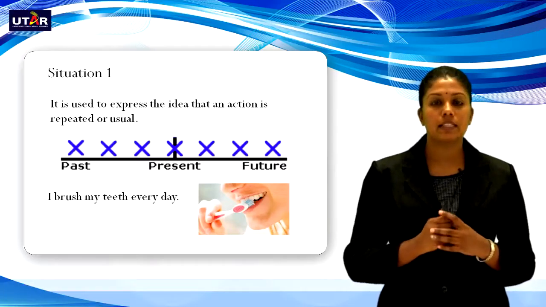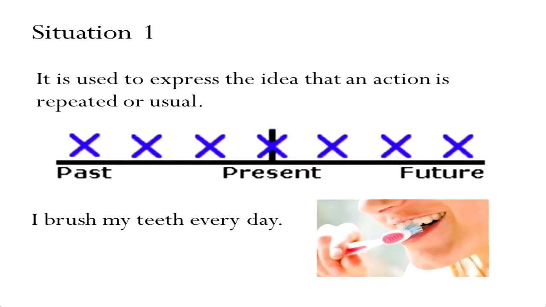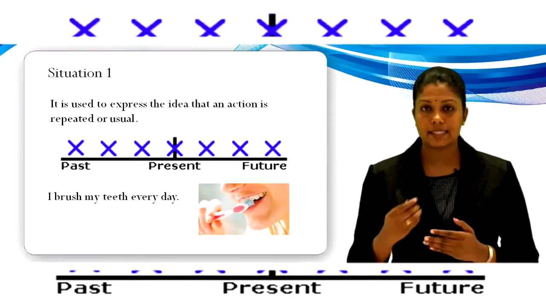Now let's look at situation number 1. It is used to express the idea that an action is repeated or usual. For example, I brush my teeth every day. So I did it yesterday, I did it today, and I will do it tomorrow. So it is habitual, it is repeated. So if you see, the subject I is followed by the main verb brush without S.